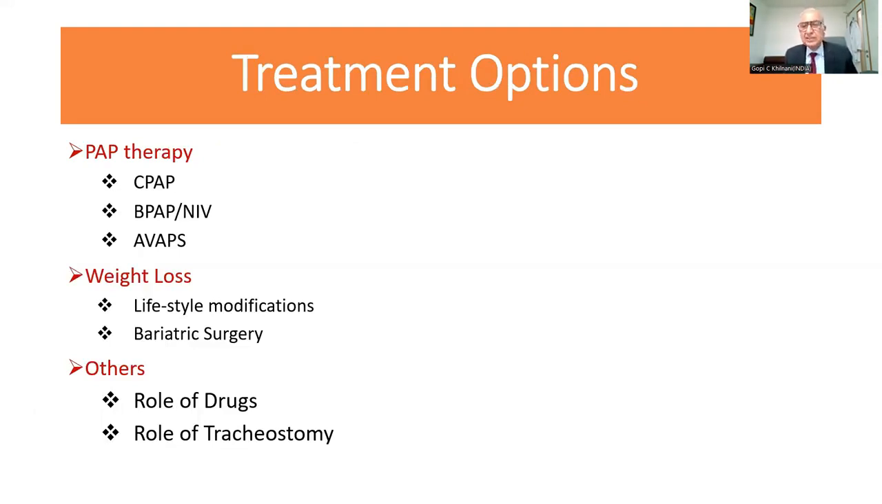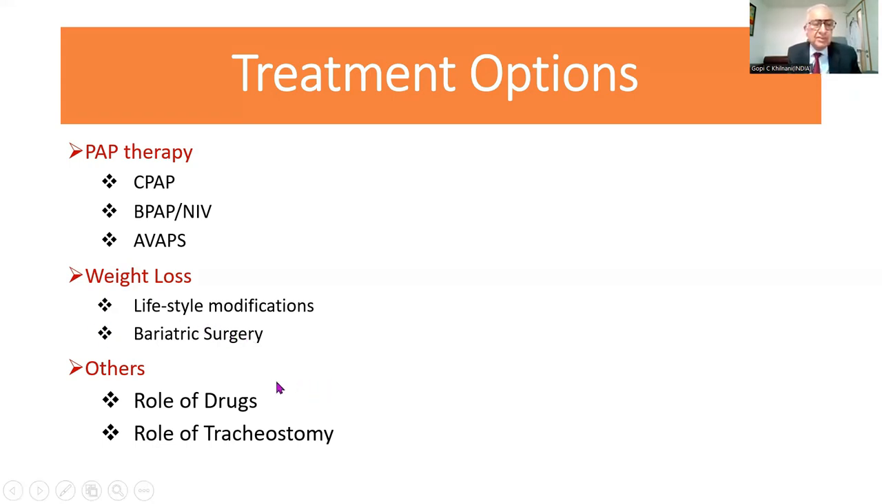So the question in the young mind comes: do they all require BiPAP or non-invasive ventilation, or is CPAP sufficient, or can we use what is called AVAP? I'll be talking briefly about this. Weight reduction is of course important. Now OHS is one disease where bariatric surgery is very useful. If the BMI is more than 40 and this person is unable to reduce weight for whatever reason, whether unwillingness or failure, bariatric surgery leads to a lot of improvement.